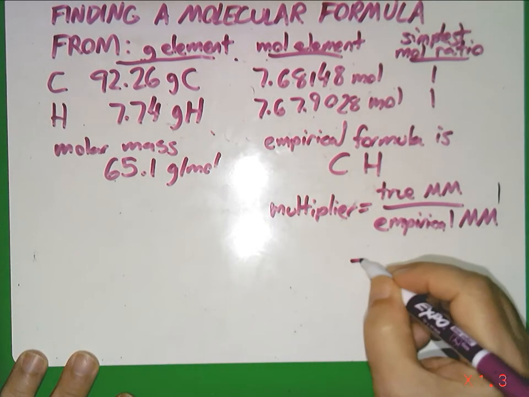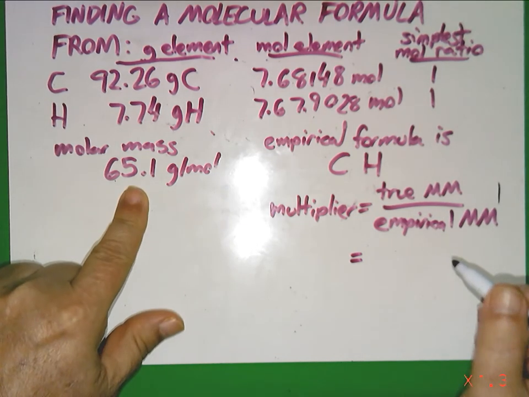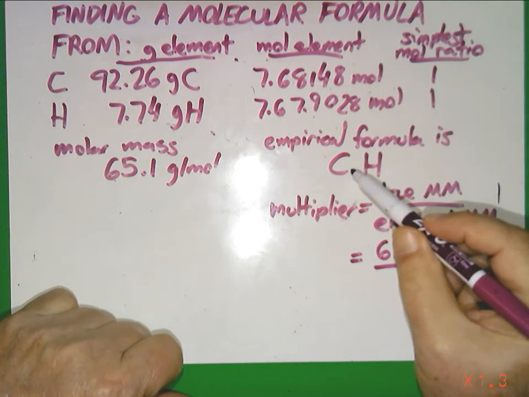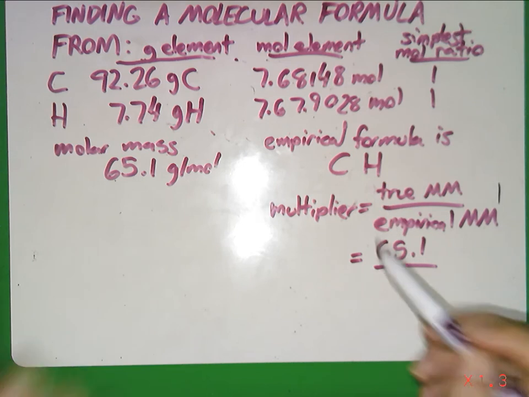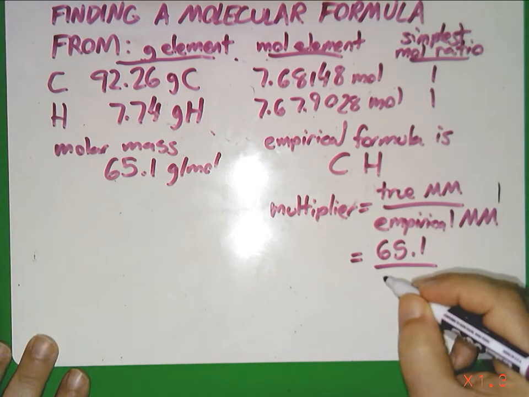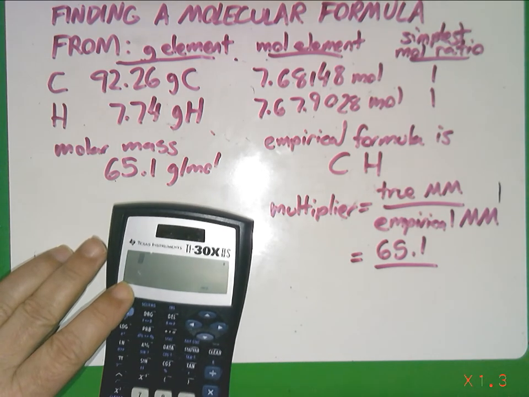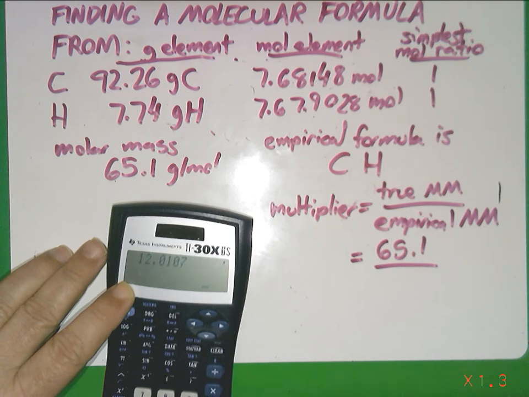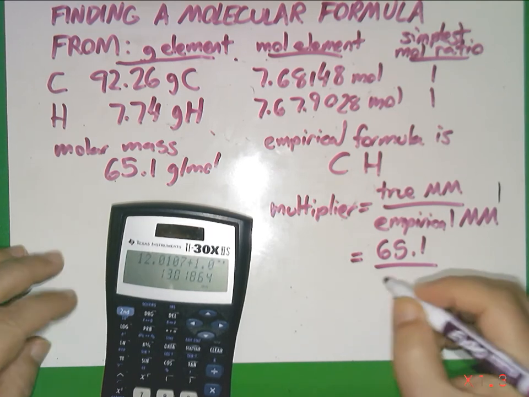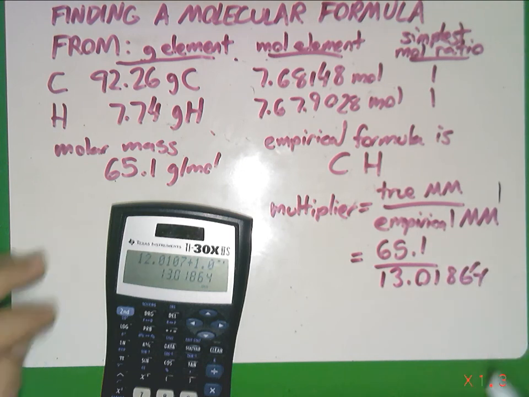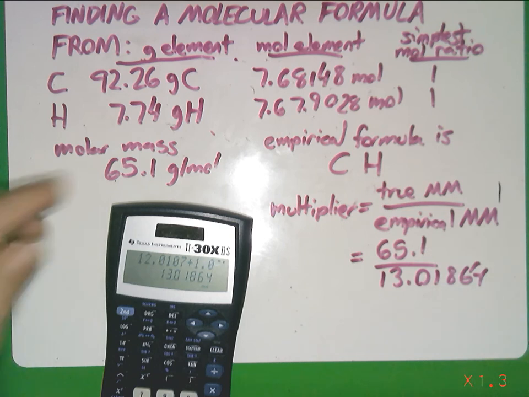So let's put in the numbers and figure out what the multiplier is. 65.1 over, let me see, what's this going to be? Carbon is 12 and hydrogen is 1, so it's going to be about 13. Here, let's do it right. It's going to be 12.0107 for the carbon plus 1.00794 for the hydrogen. It's going to be 13.01864 or whatever. So let's do the math.